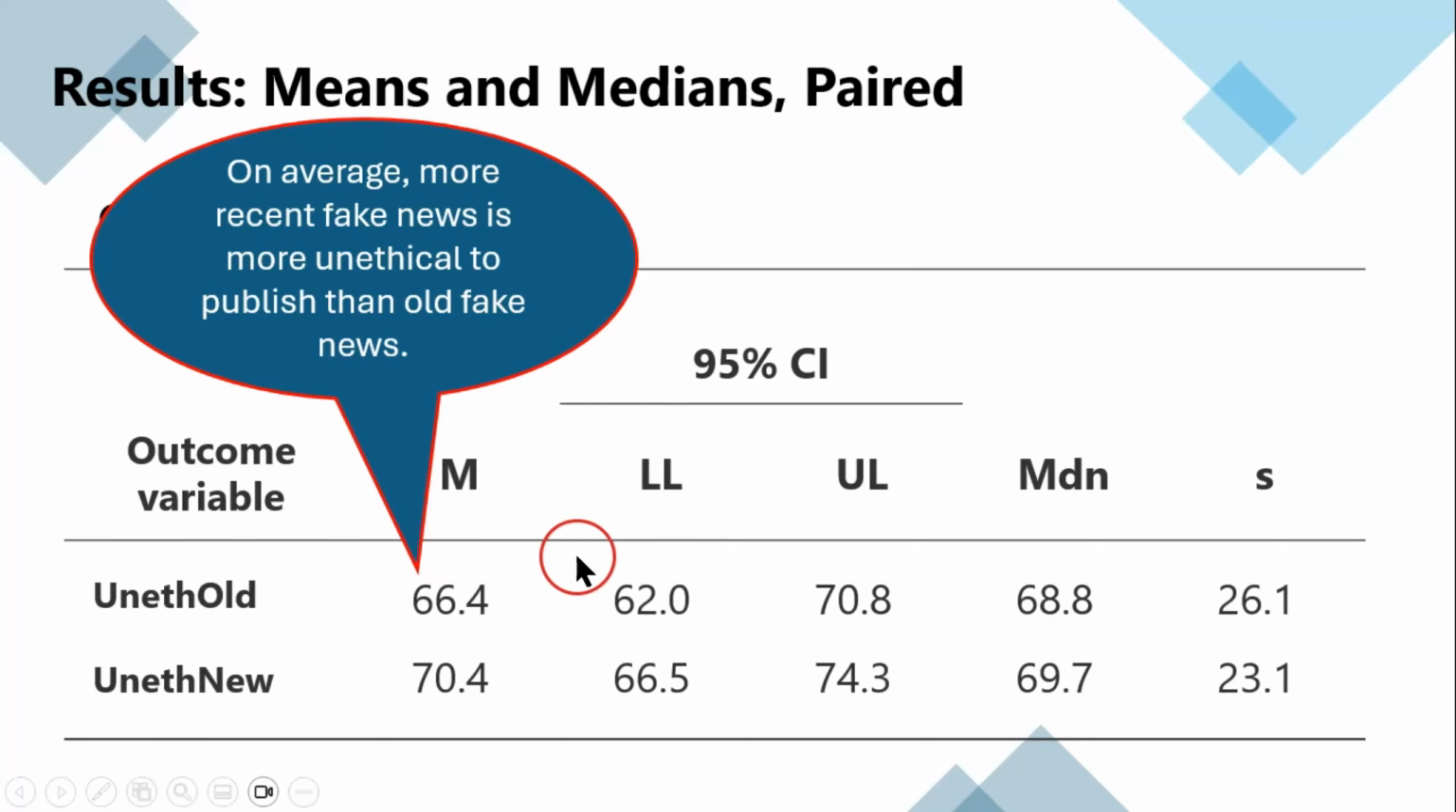Okay, so you can see that right here. The more recent, or uneth new, gets a higher rating of unethicality than the old fake news headlines. 70.4 versus 66.4, a difference of about 4 or so. Okay. And just to review again, there's our confidence intervals.